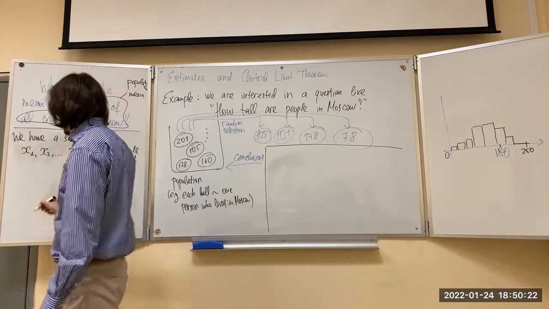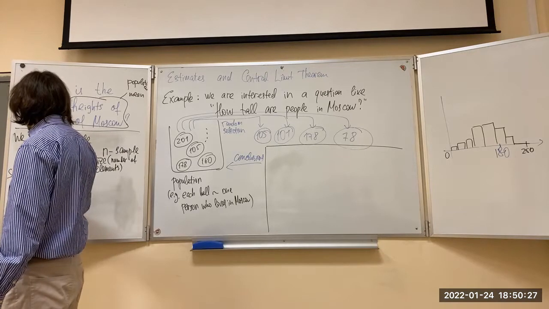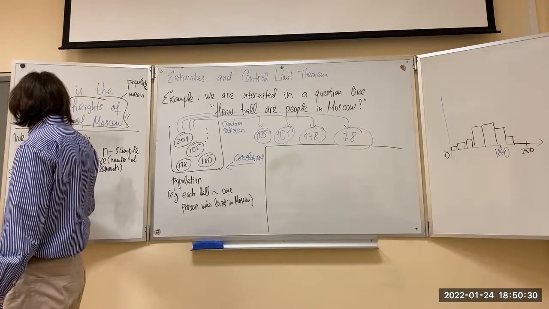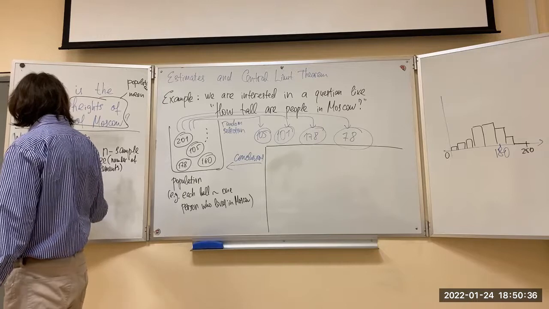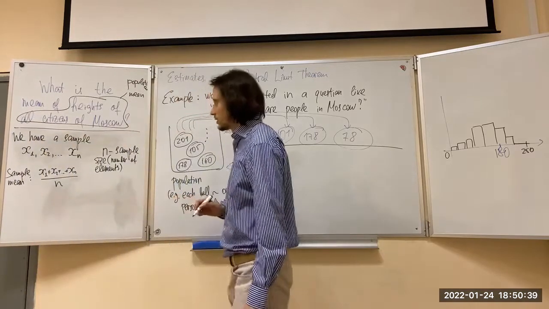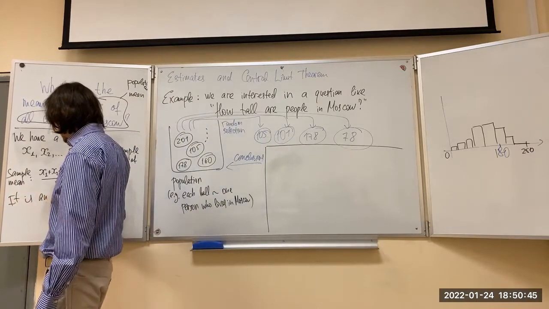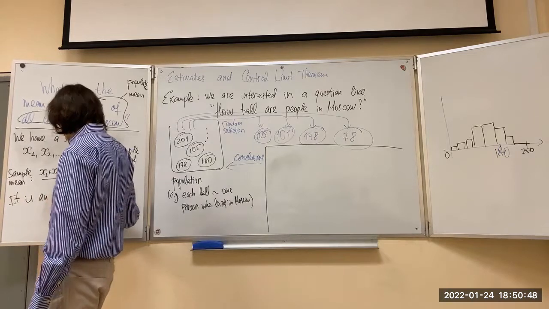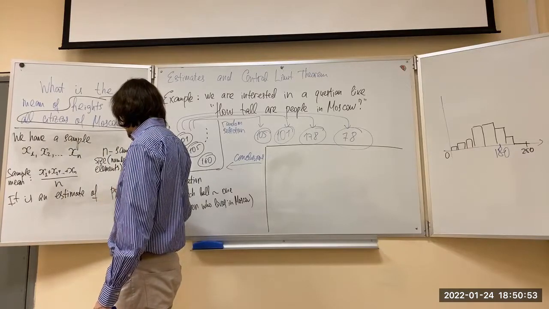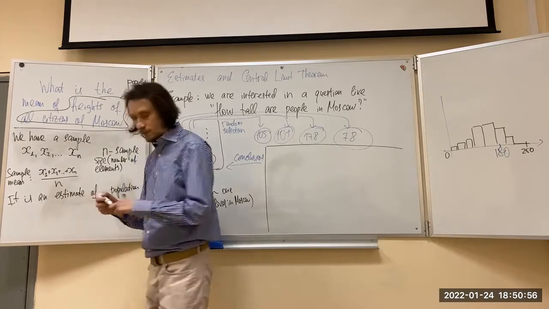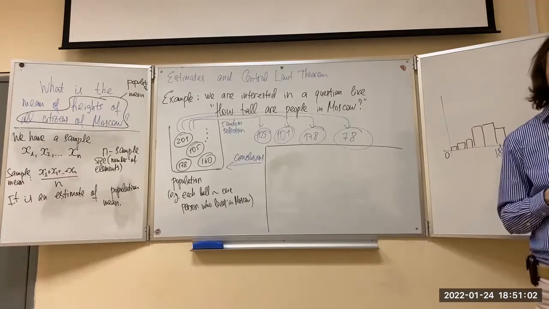And we can find the sample mean, which is just x1 plus x2 plus and so on plus xn over n. And we can say that it is an estimate of the population mean. Is it a good estimate or a bad estimate?